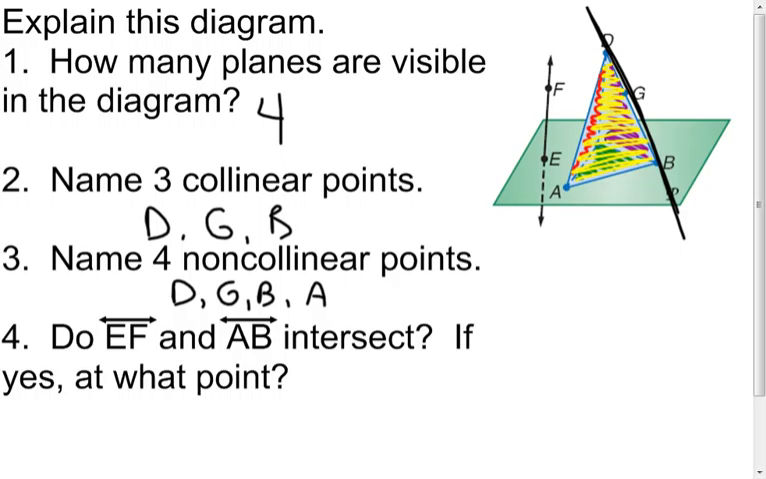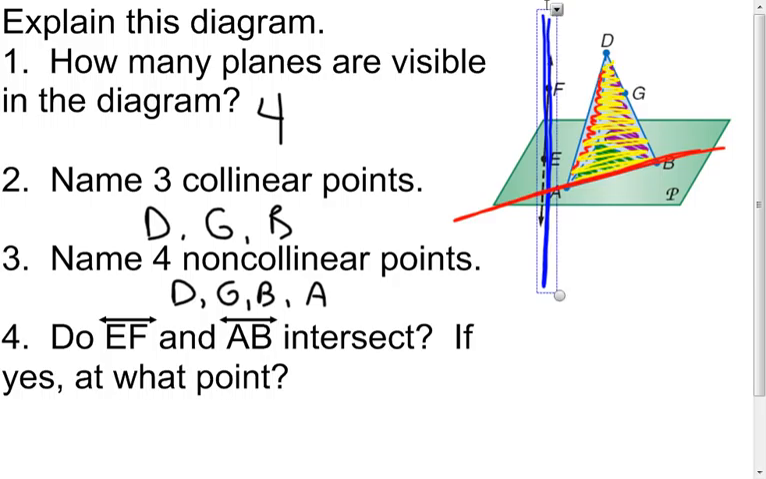And then my last question, it's asking, do line EF and line AB intersect? Let me get rid of that first so I can highlight these 2. So I have line EF, which is this one, and then I have line AB. Make it a line so it extends. Now, based off of my picture, it looks like they would actually intersect and touch.